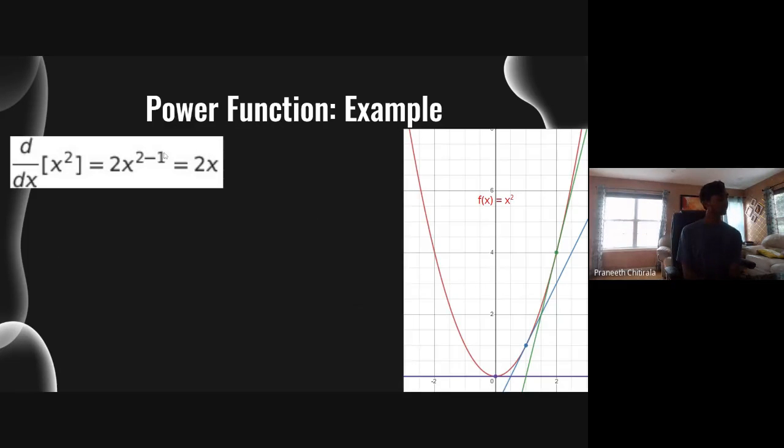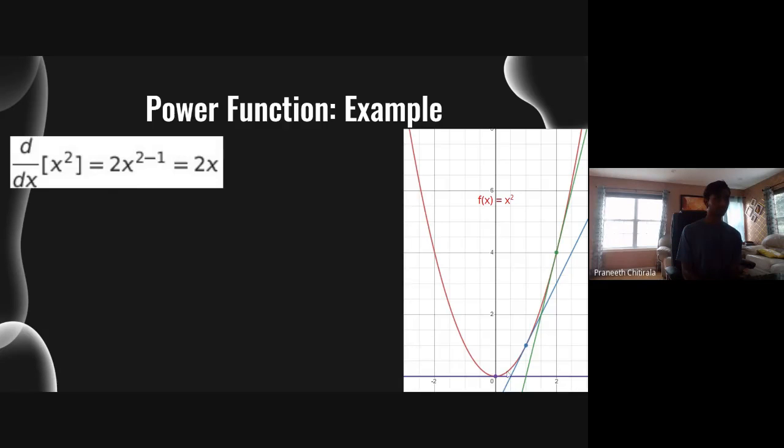Using the power rule, we can just use the power rule instead of the limit definition. You just move the 2 here, and then subtract 1 in the power. You get 2 times x to the 2 minus 1 power equals 2x. And that's much easier. And you still get the same value too.